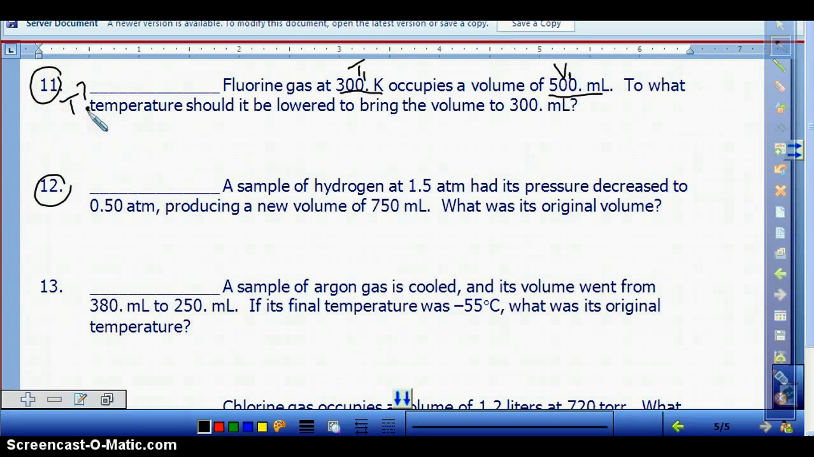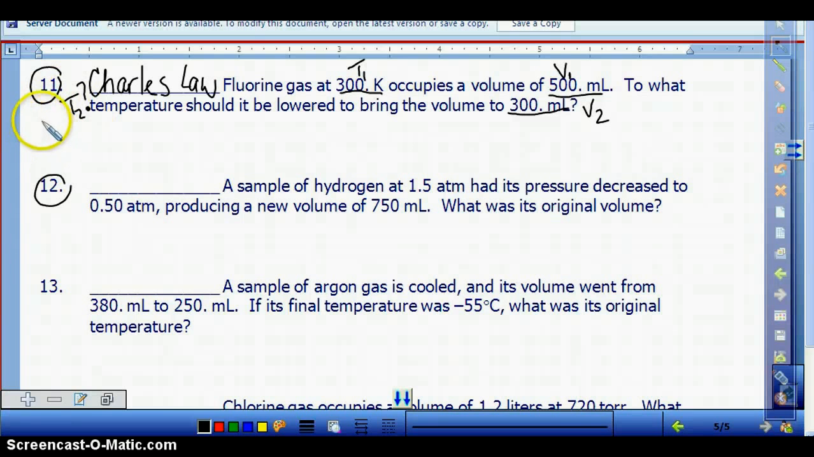So temperature is what we're solving for. It's got to be T2. And to what temperature should it be lowered to bring the volume to 300 milliliters? That's V2. If you label like this, it's easy to see what law you're going to use. You have temperatures and you have volumes, which means Charles' law is your law.